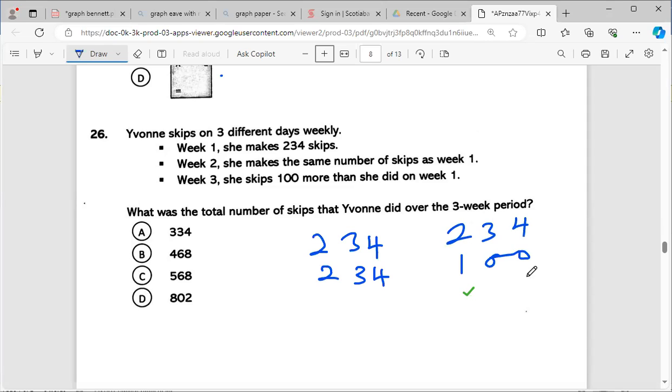346 on week 1. When you add this, you got 334, right? Same amount of skips, right? 434. No, I thought, yeah, that's it. So you add 334 to this. Yes, sir, that's what I did. Am I writing the wrong thing? Mine is so smart.